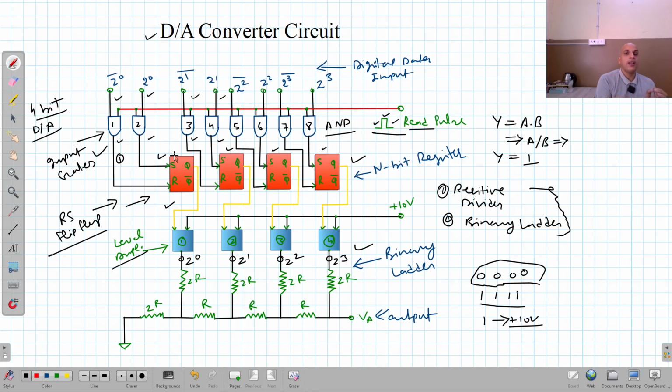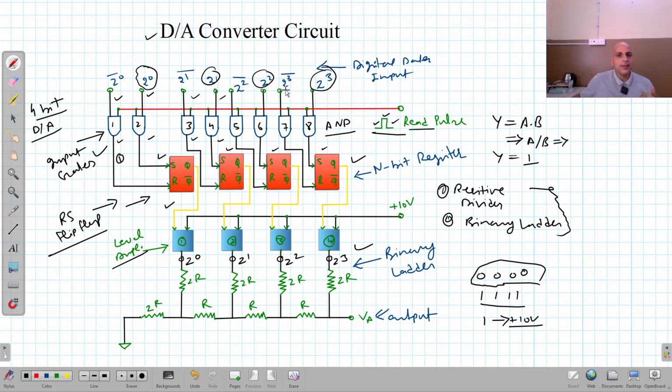And in this particular case, it is entered when the read pulse is high, right? And it is taken out when the read pulse is low, right? So this is the working of a 4-bit D to A converter circuit. Different components have been used, right? Starting from the input gates, then register, we also call it a shift register, then we have level amplifiers, then we have a binary ladder, right? We are using only 4 bits here. You can see 1, 2, 3 and 4, right?